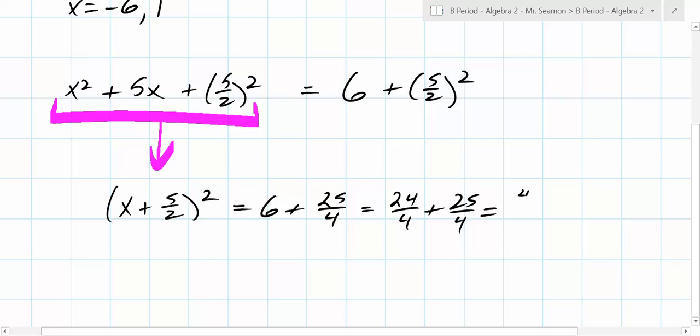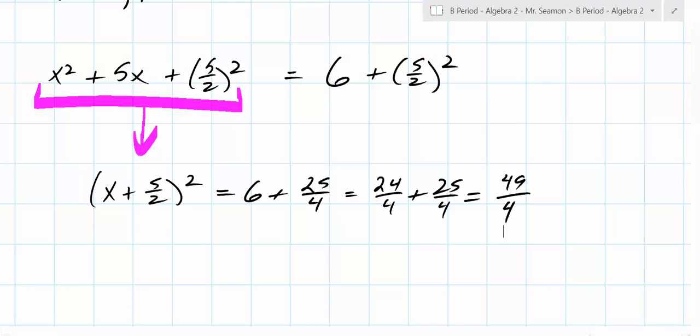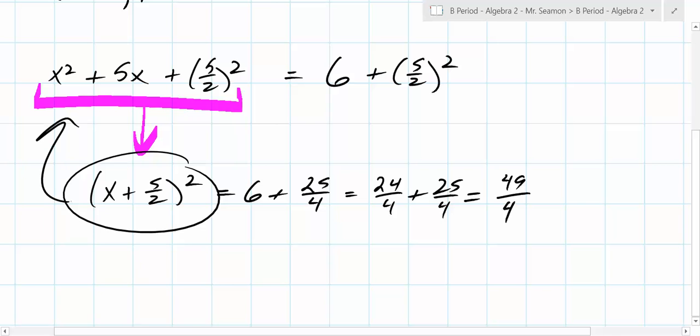Where did the 5x go? Didn't go anywhere. This is the same as that. It is the factored form of that. If you multiply out x plus 5 halves times x plus 5 halves, you get x squared plus 5x plus 5 over 2 squared. They are the same thing.